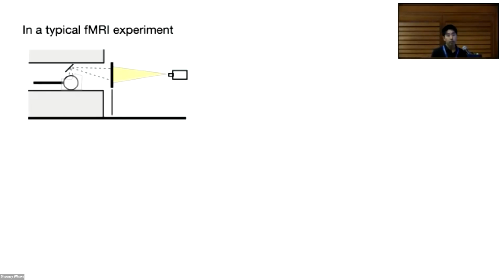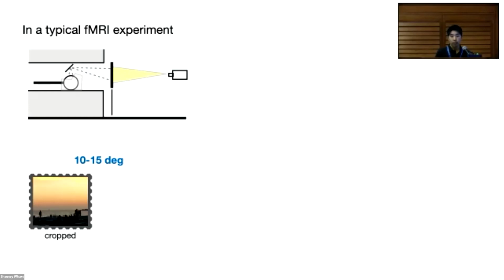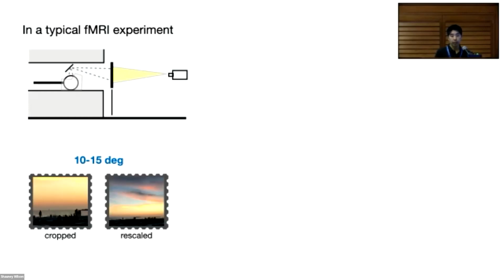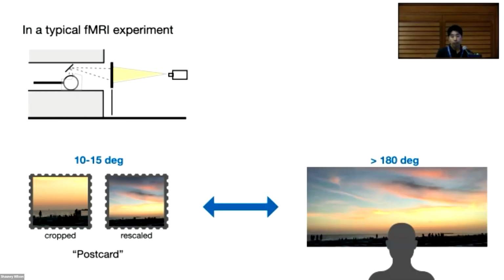But when we study scene perception in a typical fMRI experiment, we are limited to presenting images only up to 10 to 15 degrees at the center. So often the scene images are cropped or rescaled and presented like some kind of postcards, which is quite different from how we actually experience the world.